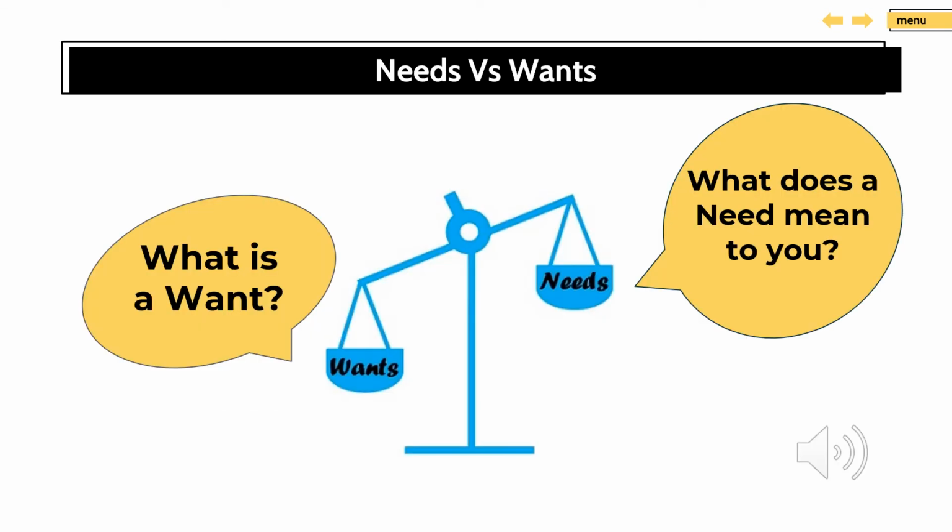Let's look at the differences between needs and wants. A need is something you must have in your life and is a necessity. On the other hand, a want is something you would like to have, but it isn't a necessity. Both needs and wants are important to have in your everyday life, but generally, the amount of money you spend on wants should be lower than the amount of money you spend on needs.